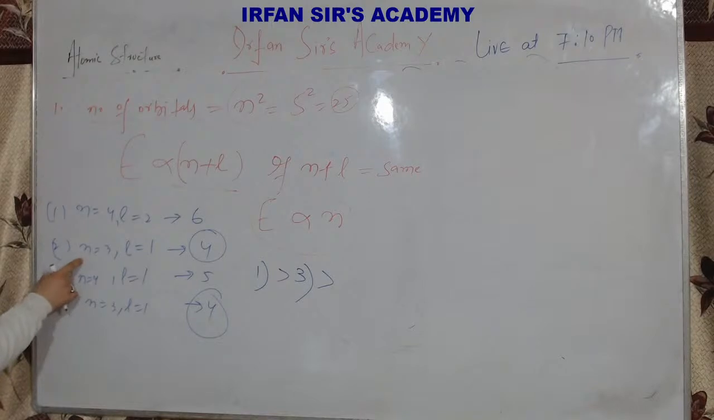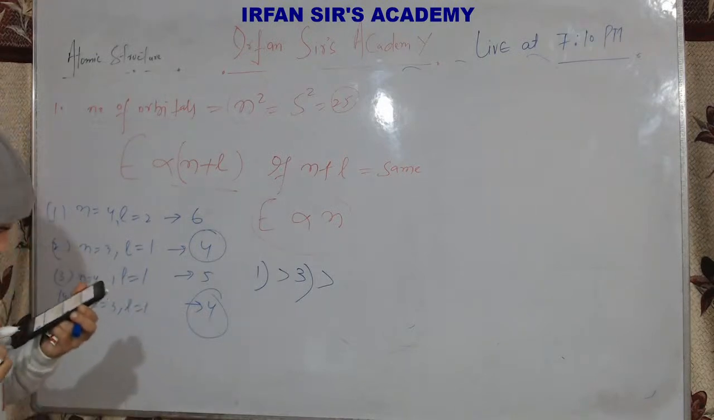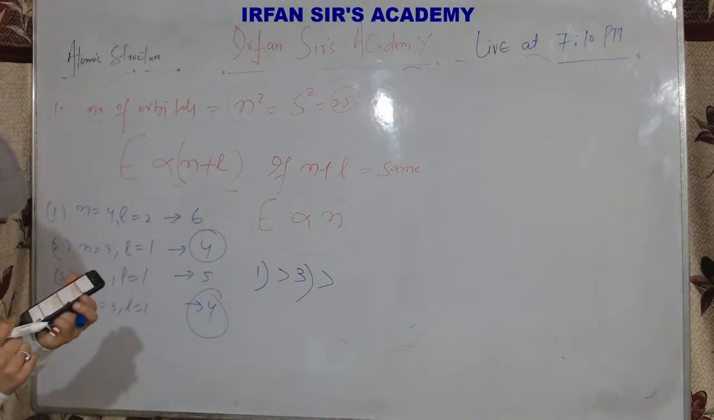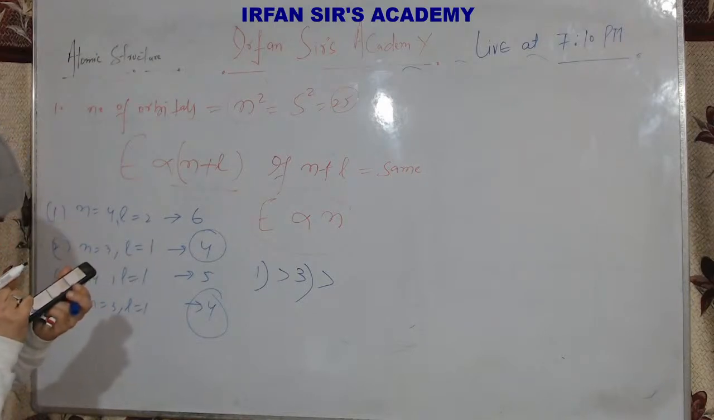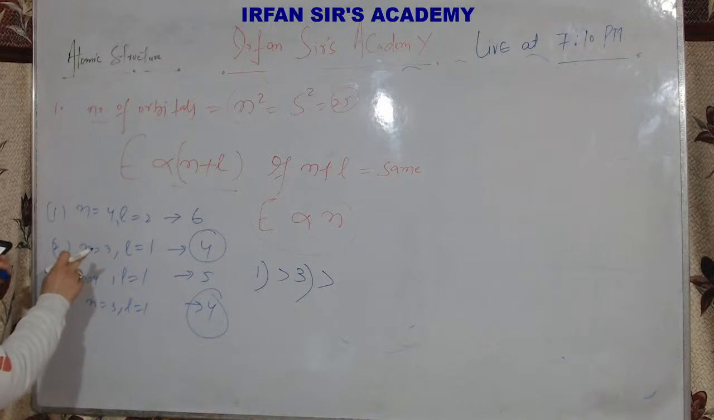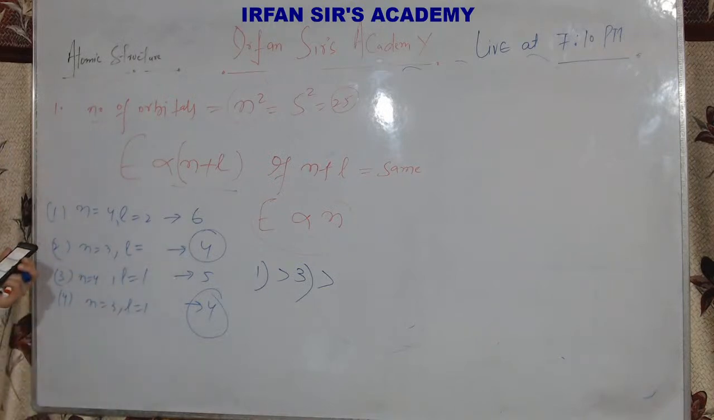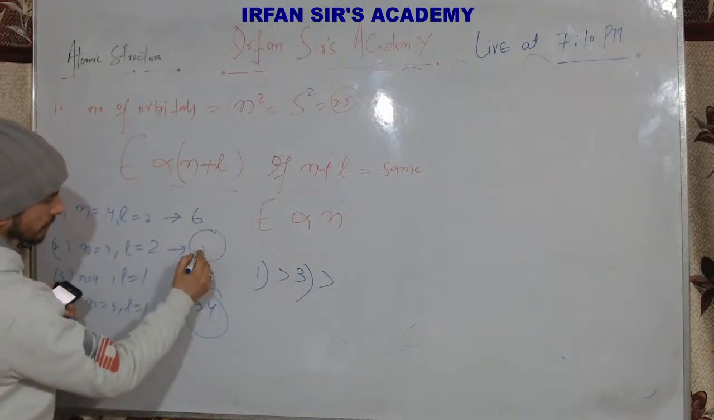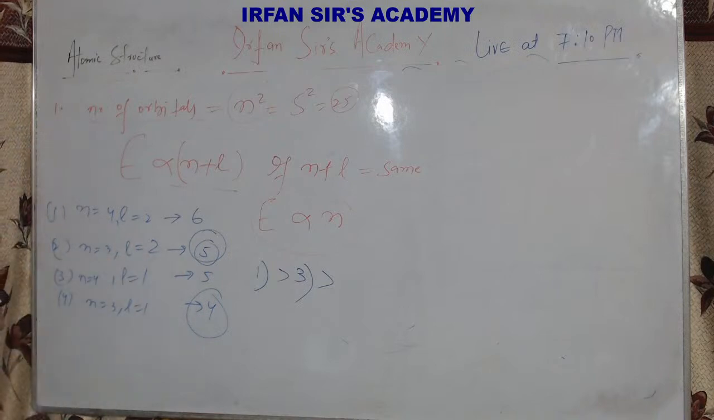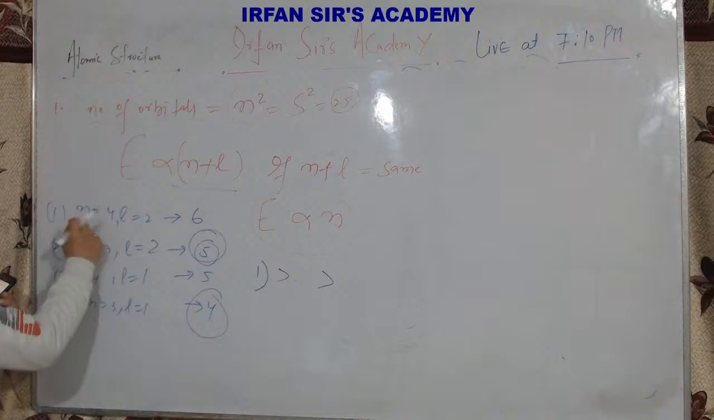n equal to 4, L equal to 1; n equal to 3, L equal to 2. In the second option, it's L equal to 2. Yes, L equal to 2. It's 5. Now for this, what will be the answer? The first has the highest energy.